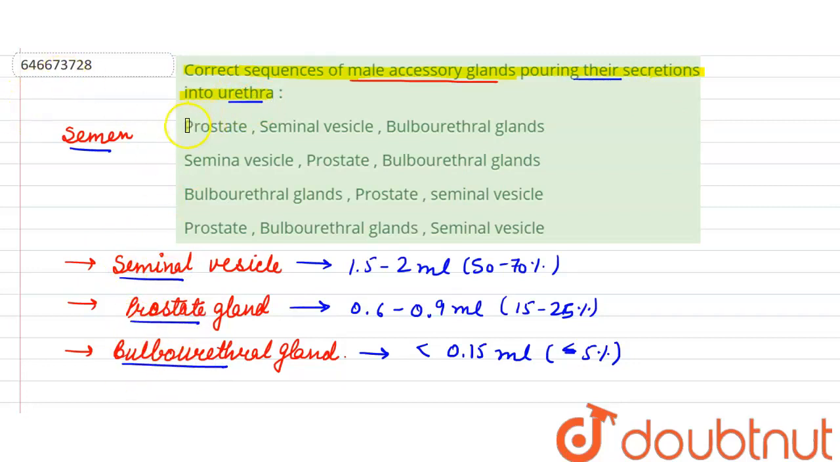So if we discuss the options, first option is prostate, seminal vesicle, and bulbourethral gland, which is wrong. Second option is seminal vesicle, prostate, and bulbourethral gland, which is correct. Third option is bulbourethral gland, prostate, and seminal vesicle, which is again wrong. And the last option is prostate, bulbourethral gland, and seminal vesicle, which is again incorrect. So the answer of this question will be B.